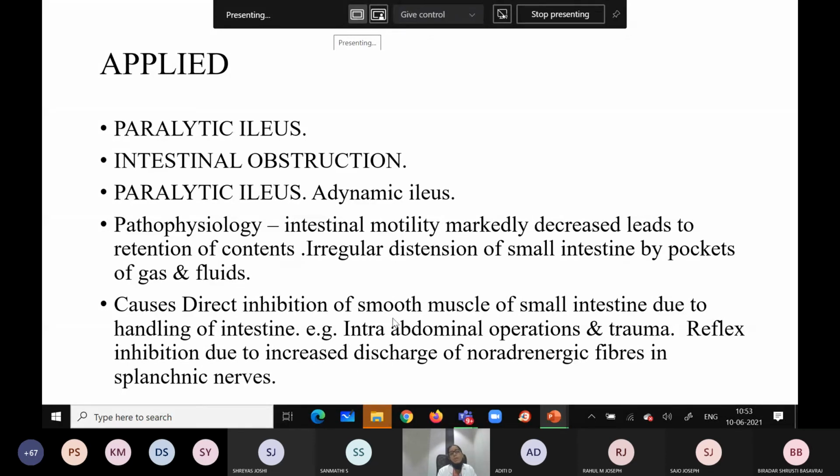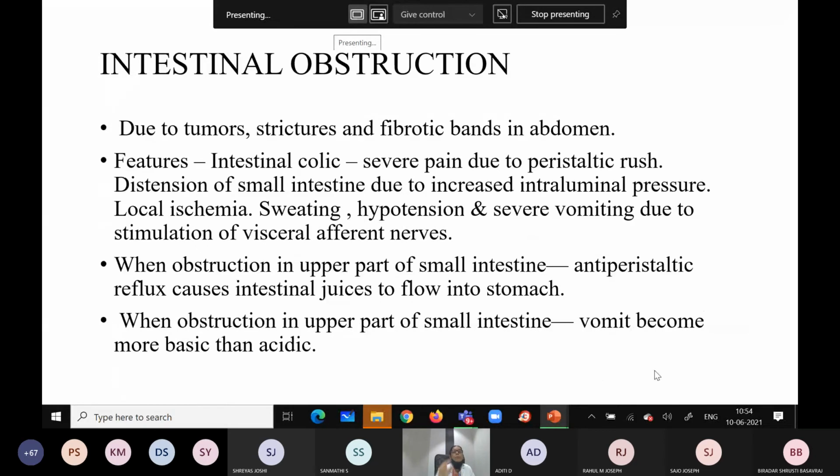So what are the causes? Abnormal handling of the intestine during an operative procedure, or injury to the intestine, may lead to adynamic ileus or paralytic ileus. That is called a paralytic ileus.